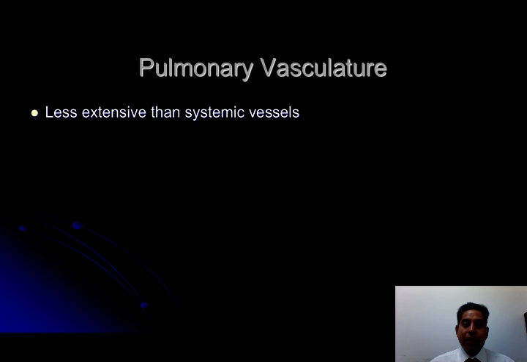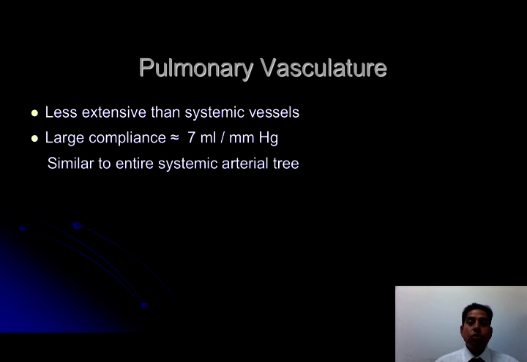If you look at the pulmonary vasculature, it is less extensive than the systemic vessels. It has a large compliance, almost similar to the entire vascular tree, and in both cases it is around 7 ml per mmHg. What do you understand by compliance? Compliance is the ratio of change in volume to the change in pressure. So if you increase the pressure by 7 millimeters, the volume will increase by 7 ml. That is what compliance means.